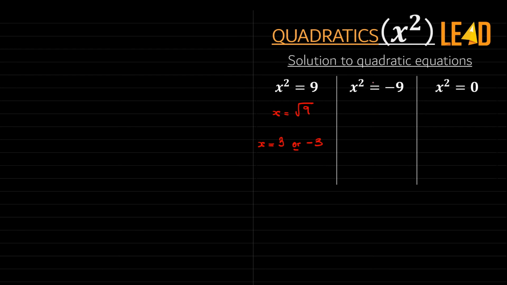Next, we have x squared is equal to negative 9, and maybe you get stuck here, square root of a negative number. What do you do? x squared is equal to negative 9. So x is equal to the square root of negative 9, yeah? Take the square root of negative 9. You can do it on your calculator. You will get no solution, and I will explain why. No solution.